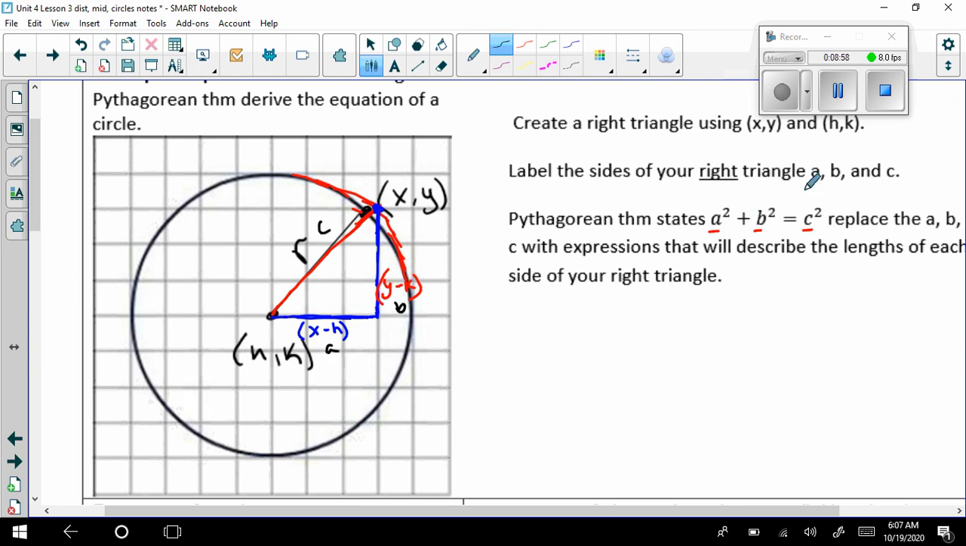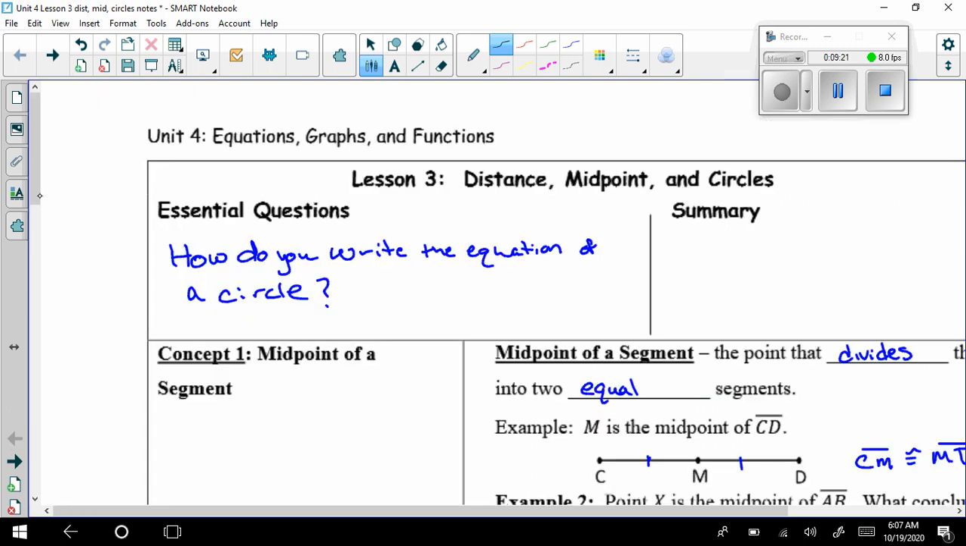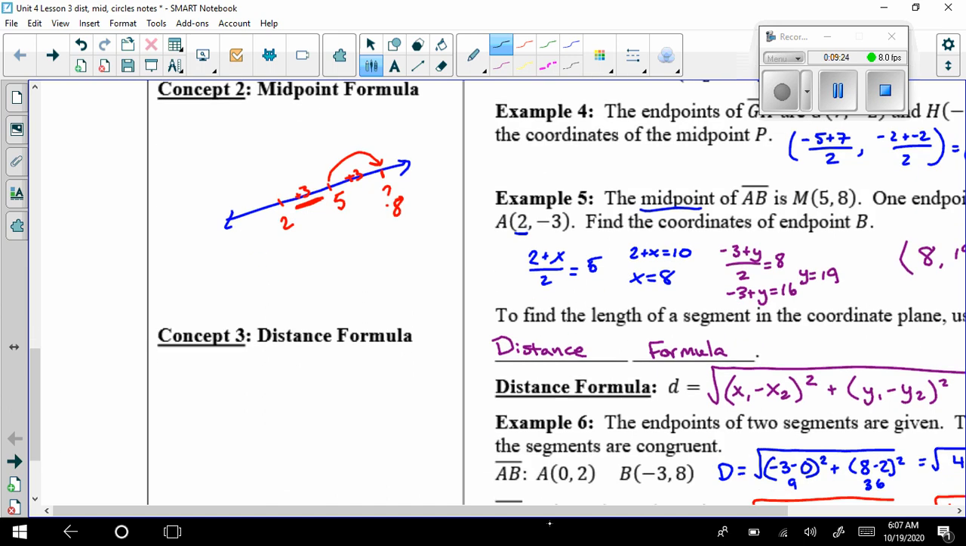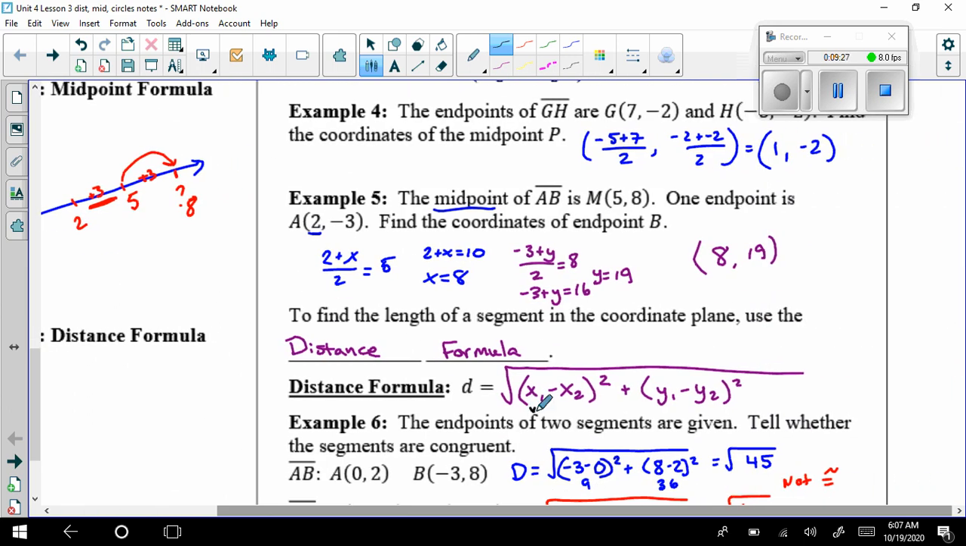Okay, so if we place everything in our Pythagorean theorem, then we get x minus h squared plus y minus k squared is equal to r squared. All right, well, look back at your distance formula. Here's an x. The second x value we called h. Here's a y. The second y value we called k. All right, this is exactly the same thing. Your distance is your radius.